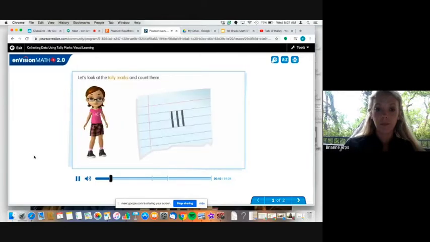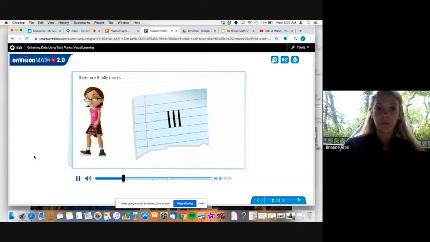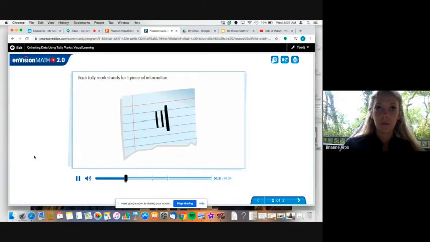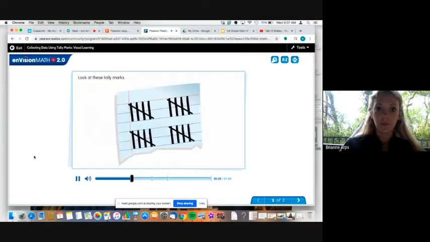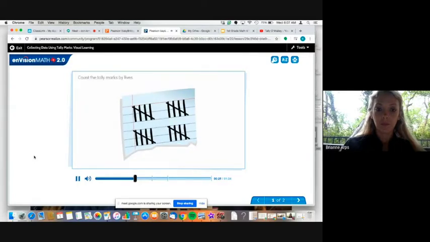Let's look at the tally marks and count them. How many tally marks are there? There are 3 tally marks. Each tally mark stands for one piece of information. Look at these tally marks. Count the tally marks by 5s. 5, 10, 15, 20.